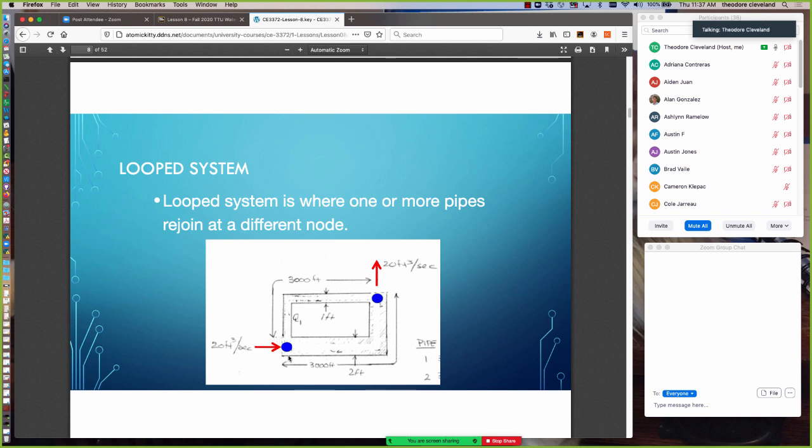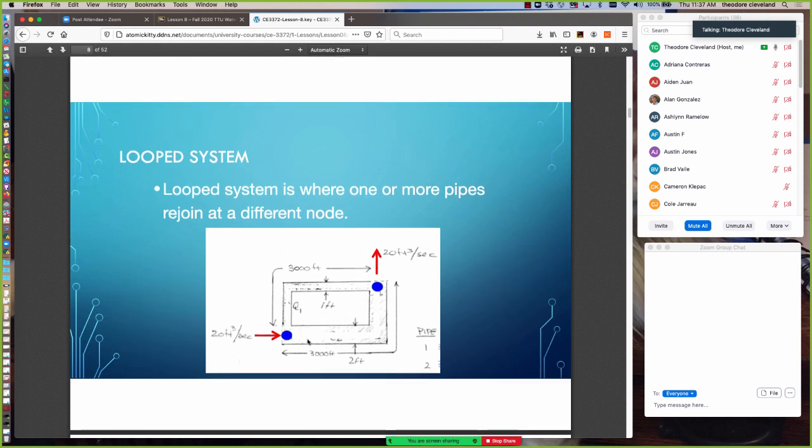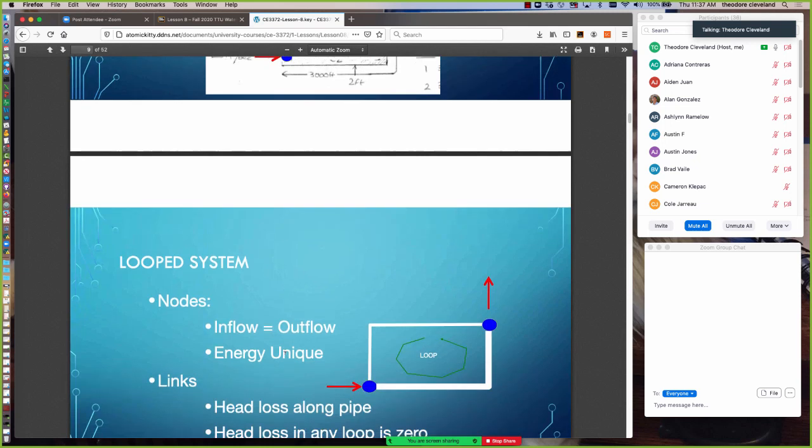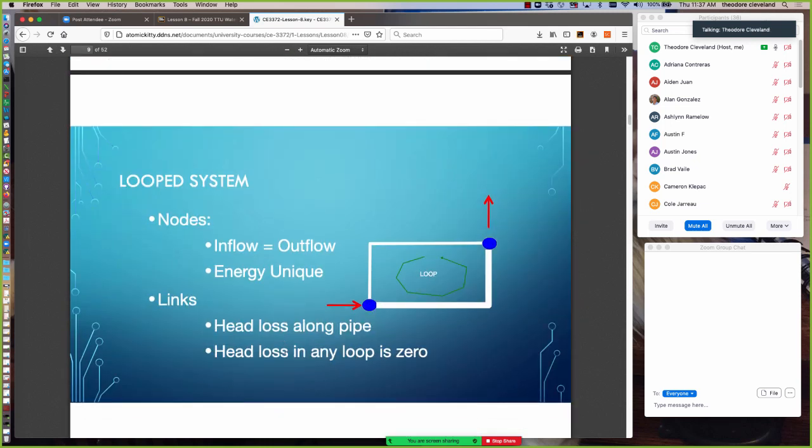So at this node right here, that 20 cubic feet per second distributes. A little bit goes down pipe 1, and another little bit goes down pipe 2. And how it distributes is obviously hydraulically important. And again, we'll have a balance equation for each node and a head loss equation for each pipe. And if we do that, we have the following properties. At the nodes, we have inflow equals outflow, energy is unique. At the links, we have head loss around the pipe.